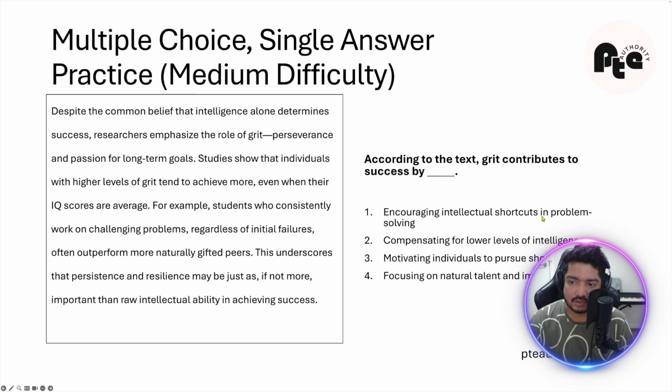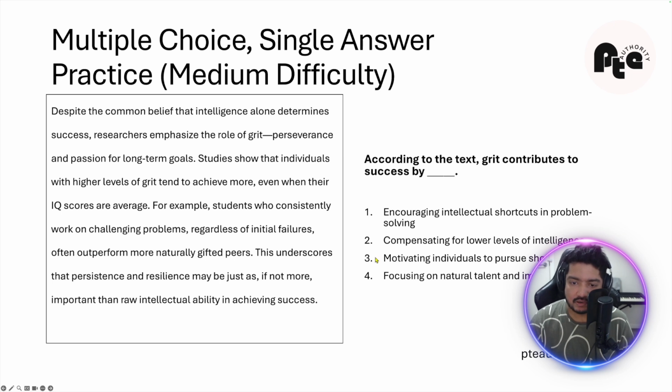Option 1, encouraging intellectual shortcuts in problem solving. No, that's not it. We don't talk about shortcuts in this paragraph. Option 2, compensating for lower levels of intelligence. I don't think that's right either. Option 3, motivating individuals to pursue short-term goals. And option 4, focusing on natural talent and immediate results. So it's definitely not option 4.